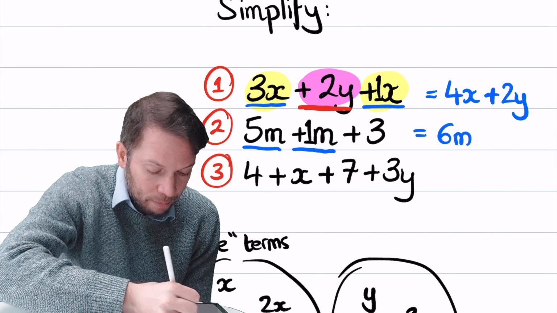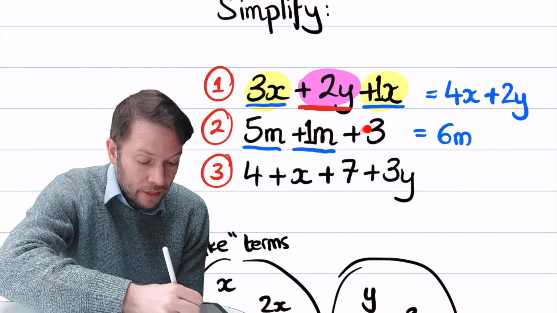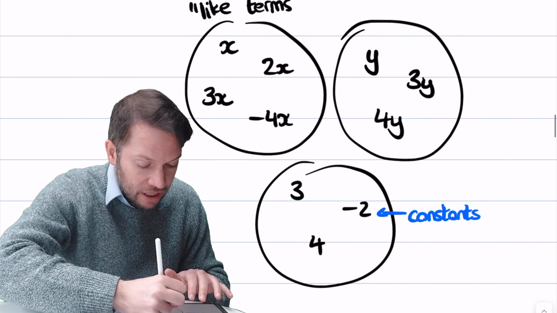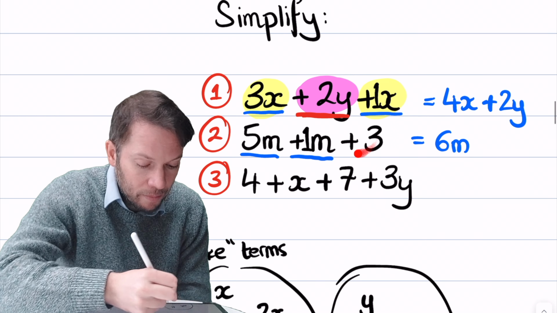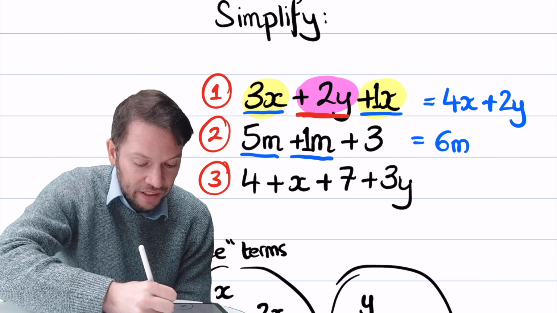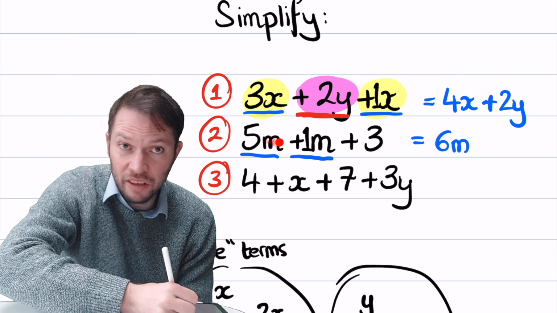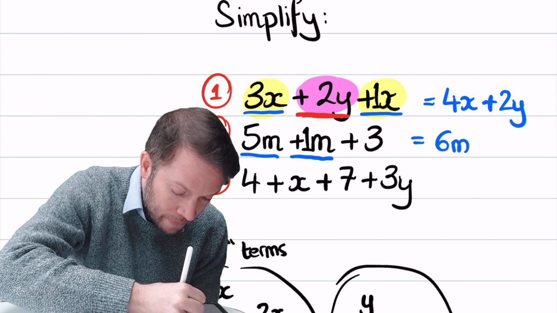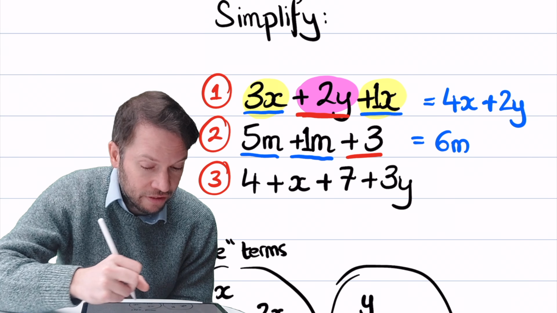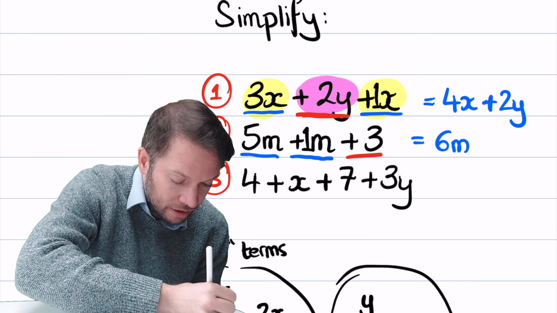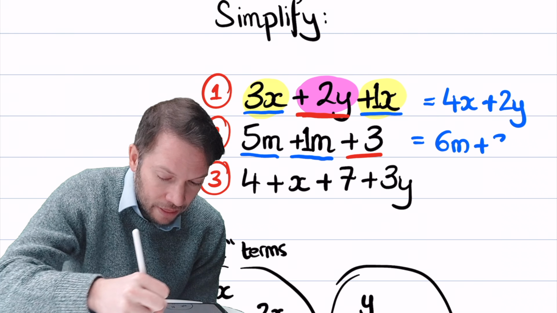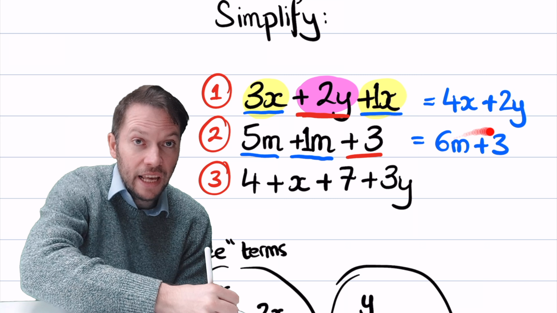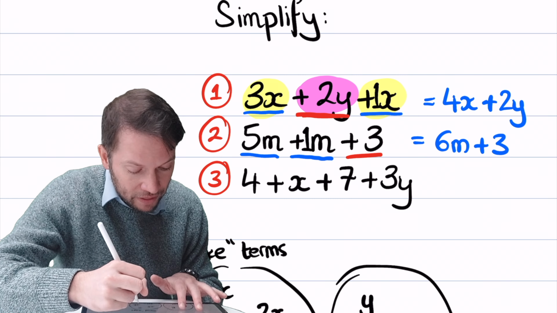Now, what about this plus 3 here? Well, that's, remember, known as a constant term. This is a constant term here. And that's not going to be a like term with these m's because they involve an m. This one doesn't involve an m, so it's not a like term. So I'm going to underline it in a different color, and that doesn't collect with anything else. So we've just got that plus 3 at the end, and that is the final answer. It's 6m plus 3.